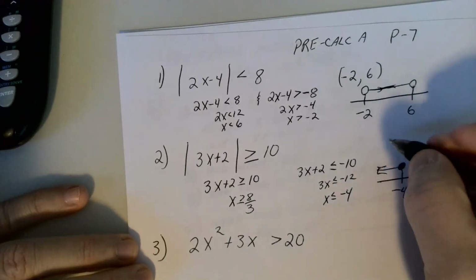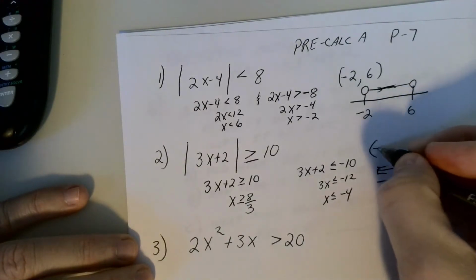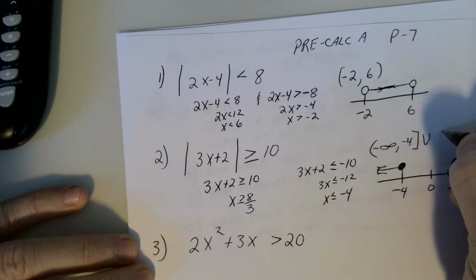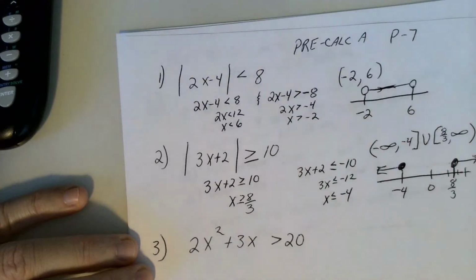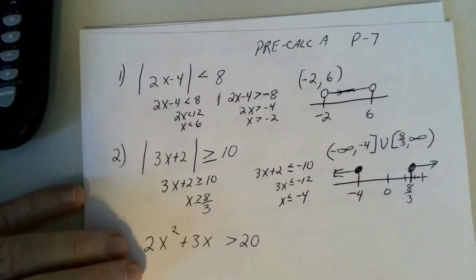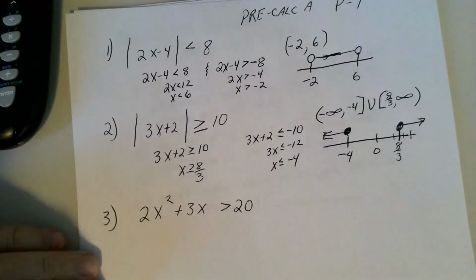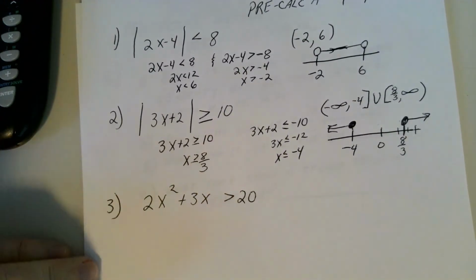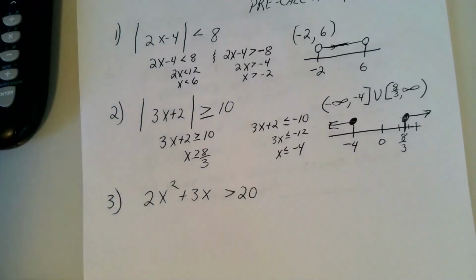Interval notation for this, just so that you guys can practice this again. This one would be negative infinity, comma, negative 4, bracket, union, bracket 8/3, comma, positive infinity, curved parentheses, just like that. And we took a look at the graphs, and that's good enough. You can practice this one.